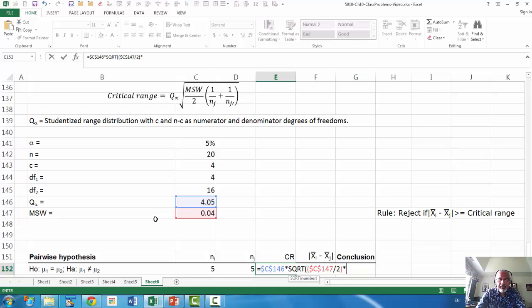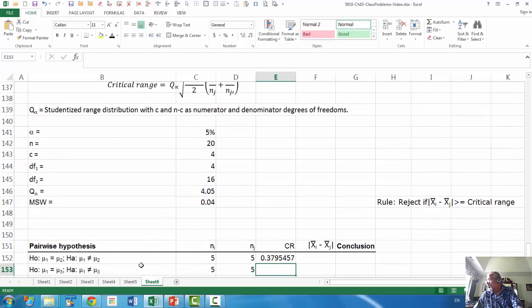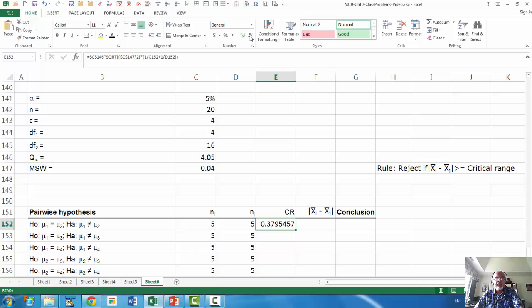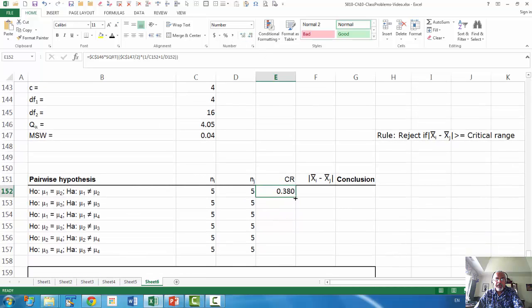Okay, and then we have 1 over the first n plus 1 over the second n. So we need one more right parenthesis. Okay, then press enter. So that gives you the critical range, and you copy that. It's going to be the same, because what would make the critical range different is when the n's are different. If n's are the same, you'll get the same critical range.